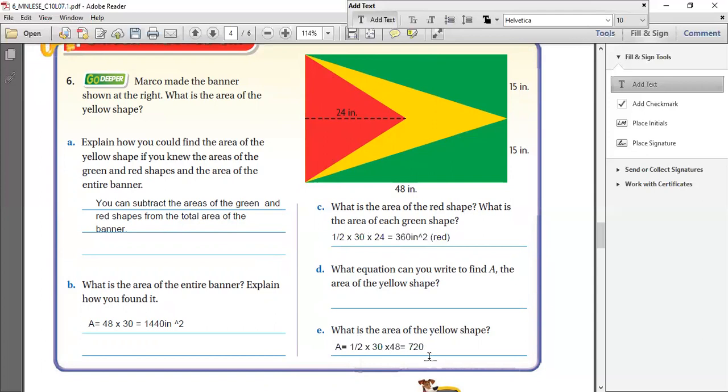So what you're going to do is you will subtract. Let's find the area of the yellow shape, not the triangle, equals, okay, what was the area of the yellow triangle? 720 minus, what was the area of the red triangle? 360. So 720 minus 360 is going to give you again 360 square inches.